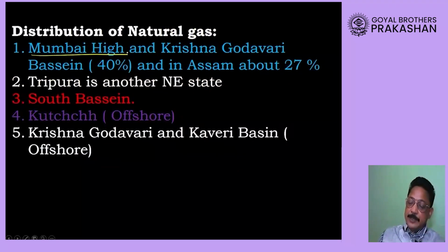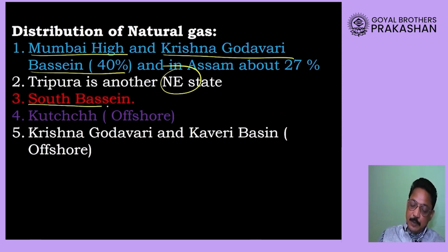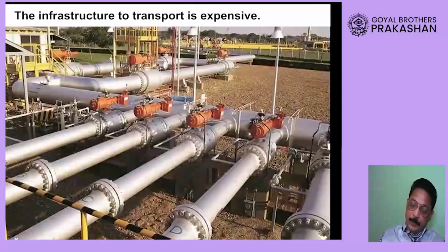Mumbai High, dear students, and Krishna Godavari Basin are producing almost 40% of natural gas for India, followed by Assam that produces 27%. Tripura is also another important state present in the northeast part of our country. South basin is present in the Arabian Sea, and Krishna, Godavari, Kaveri basins are also producing a good amount of natural gas for India. Now look at this.